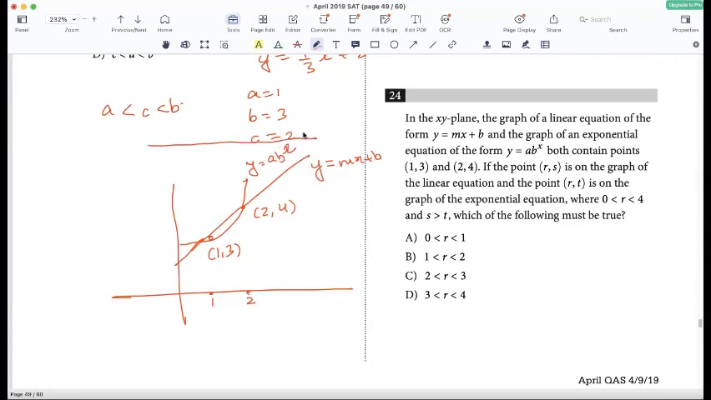Okay, so this is y = mx + b and y = a·b^x, the exponential curve. If the point (r, s) is on the graph of the linear equation and the point (r, t) is on the graph of the exponential equation, where r is between 0 and 4. Okay, so this is 3 and this is 4. And s is greater than t. s is linear and t is exponential. So linear is greater than exponential between 1 and 2, right? So r has to be between 1 and 2, option B.